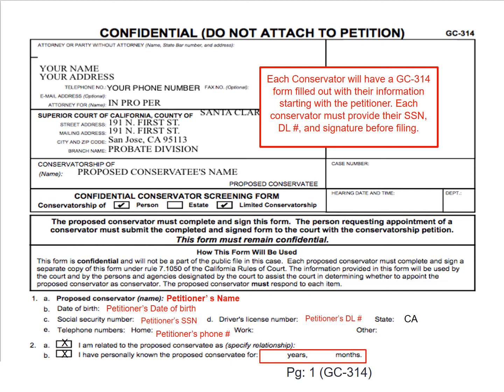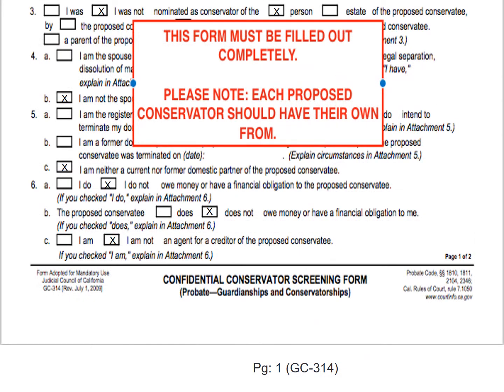At item 1, the first conservator, who is also usually the petitioner, should fill in their information. If they do not have a driver's license number or social security number, then those items can be left blank. At item 2A, write the conservator's relationship to the conservatee. At item 2B, write the number of years and months that the conservator has known the conservatee. At item 3, check the boxes next to I was not, Person, and by the proposed conservatee. Check the applicable boxes at items 4 through 6.